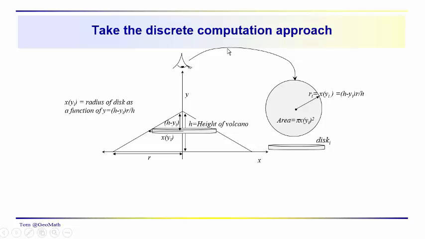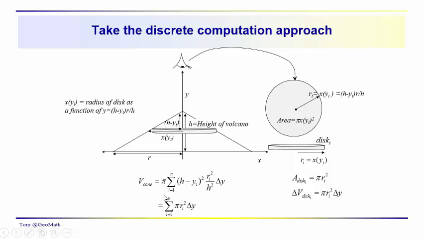So we can also take a discrete computation approach. We've done this in several of our examples. We've already defined what x is, and we know that the area of an individual disk, let's say disk sub i, would be equal to pi r sub i squared. And the volume of that disk would just be pi r sub i squared times delta y, the thickness of this disk.